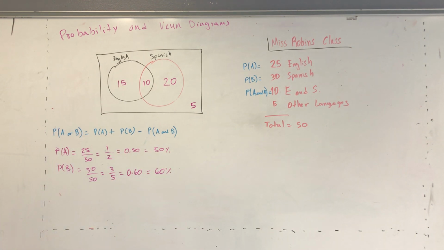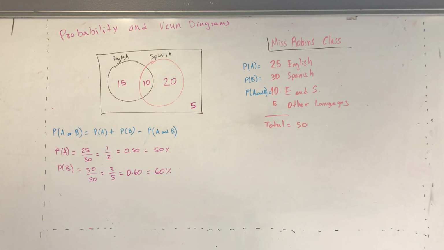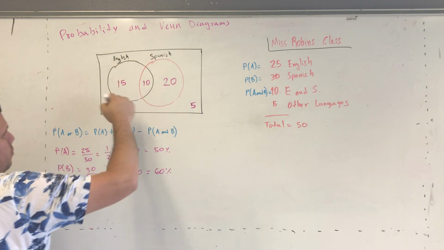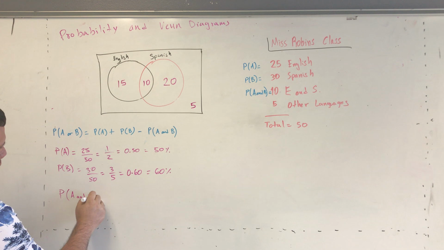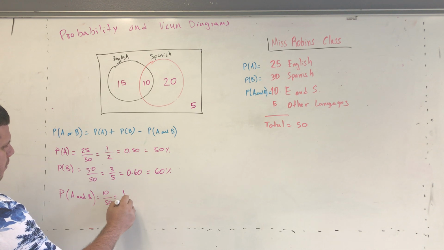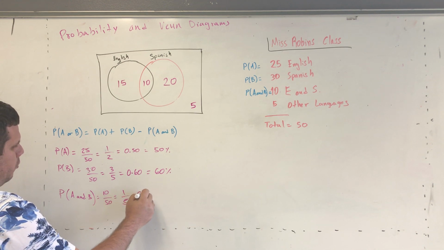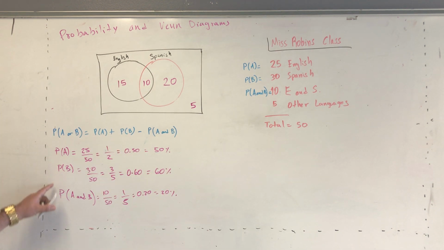okay? Now, what is the probability in this case of having both languages, A and B, okay? To do that, in the middle we have the intersection where the two circles overlap, okay? So the probability for A and B should be 10 divided by 50, which is 1 divided by 5, or 0.20, which is 20%. Okay, so far we have covered 3 probabilities.